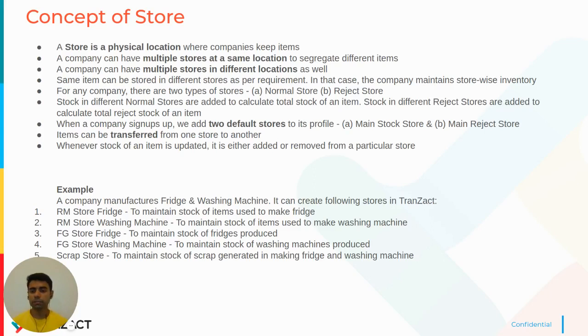So for example, a company manufactures fridge and washing machine both. They want to keep track of raw materials that they use to make fridge and to make washing machine separately. So they will have a raw material store for fridge and a raw material store for washing machine separately. Both of them can have common items, mind it. It's not like if a material is kept in one store, it cannot be kept in another store. So both the stores can have the same material, and you can also transfer stock between these two stores. And similarly, they will have a finished goods store separately for fridge and washing machine.